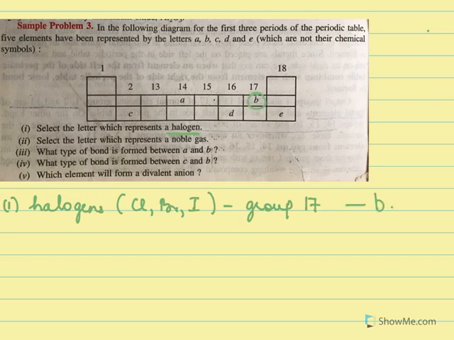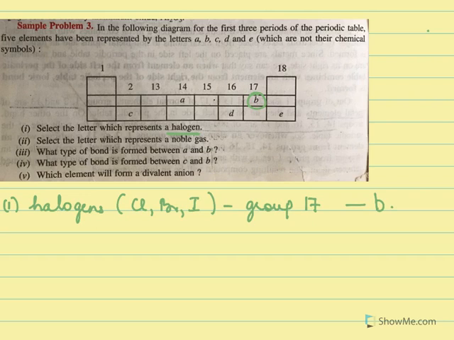In the following diagram, for the first 3 periods of a periodic table, 5 elements have been represented by the letters A, B, C, D and E, which are not their chemical symbols. Select the letter which is a halogen. Now you know all halogens. Examples of halogens are chlorine, bromine, iodine, and they all belong to group 17. So in this, whose group is 17 is B. So B is a halogen.